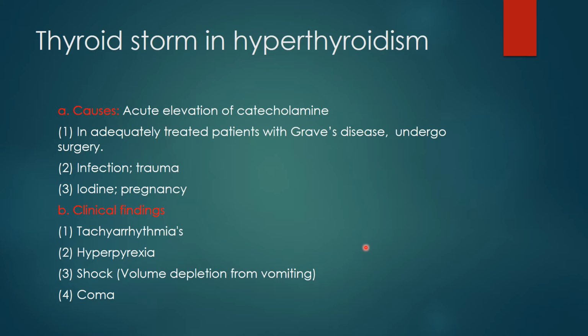One very important condition which occurs in hyperthyroidism is thyroid storm. What happens in this condition is that when persons are under a stressful condition, such as inadequately treated patients with Graves' disease undergoing surgery, or there is an infection, or a trauma, or they suffer from excess iodine ingestion, or pregnancy, they ultimately result in the overproduction of thyroid hormone, thyrotoxicosis, which in turn activates the acute elevation of catecholamines. These catecholamines produce certain symptoms.